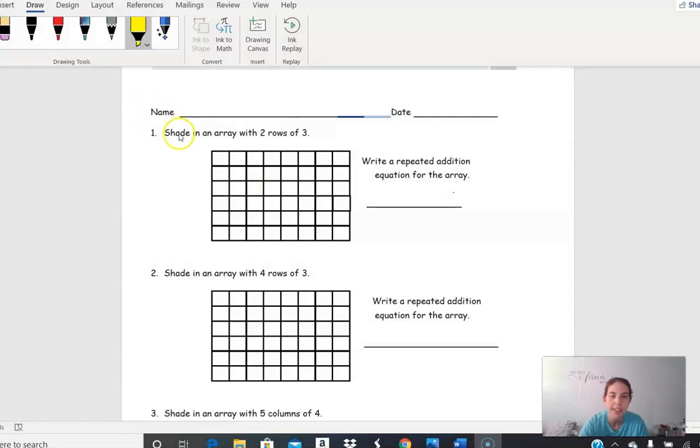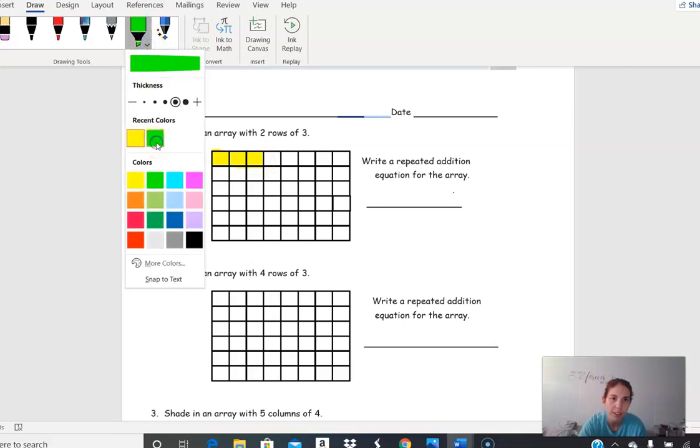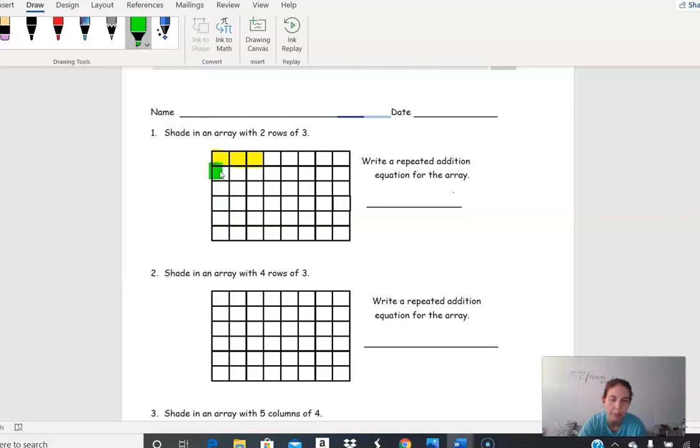Okay, so let's look at this. It says shade in an array with 2 rows of 3. So we want 2 rows shaded. I'm going to use this highlighter to highlight 1 row of 3. I'm going to use a different color to highlight a second row of 3. Great, so we have 1 row, 2 rows, and there's 3 in each row. 1, 2, 3, 1, 2, 3.